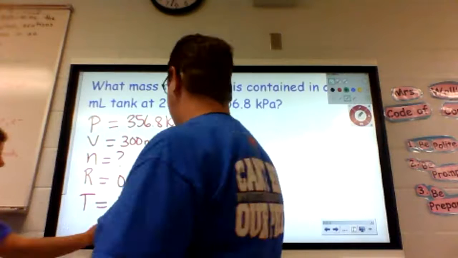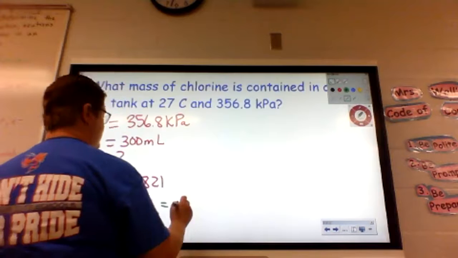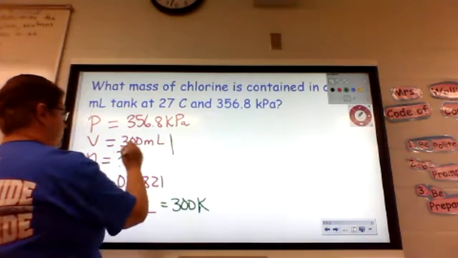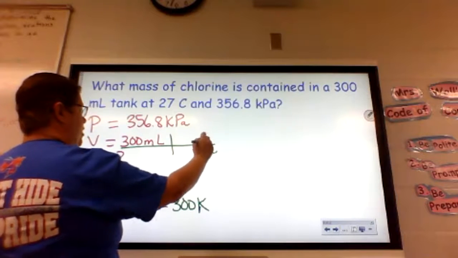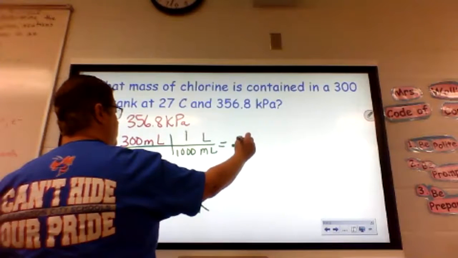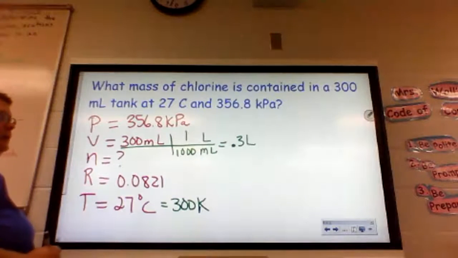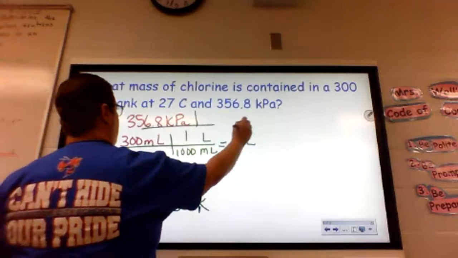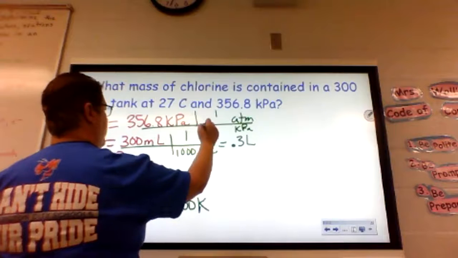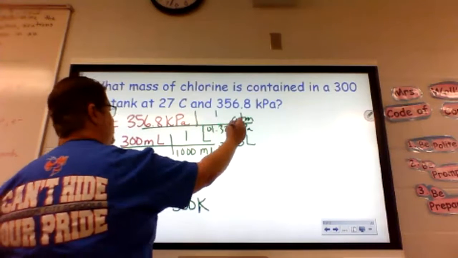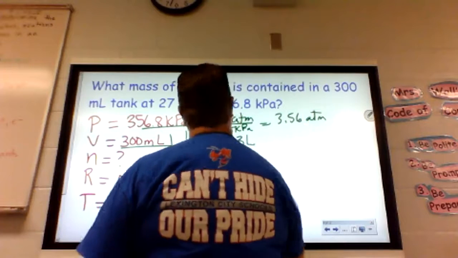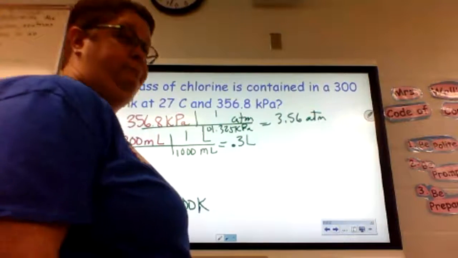This one first. 27 plus 273 is 300 K. All right. Milliliters to liters, divide by 1,000: 0.3 liters. That's what I was going to do on the quiz, and I didn't do that. Okay, kPa to atm: 101.325, should be 3.56 atm. We're pretty close.